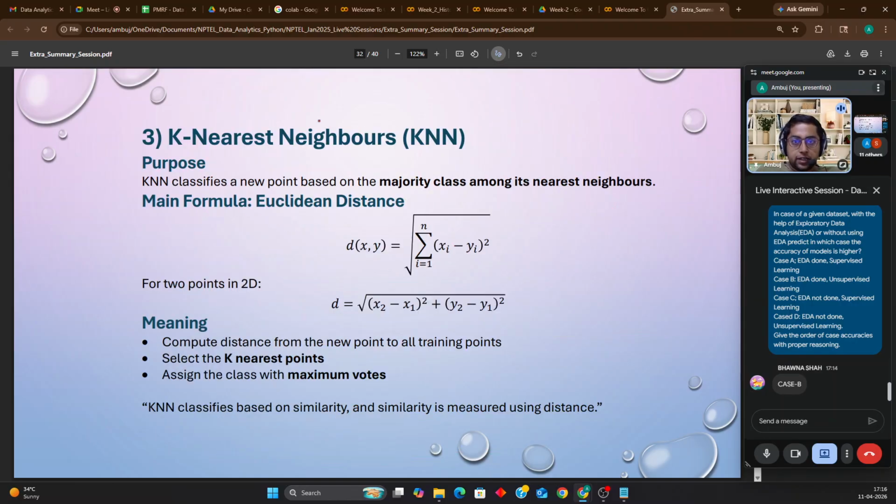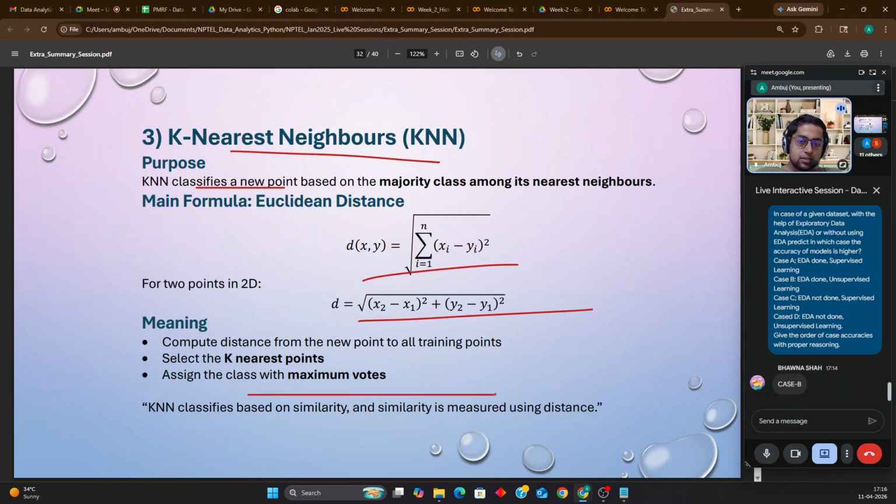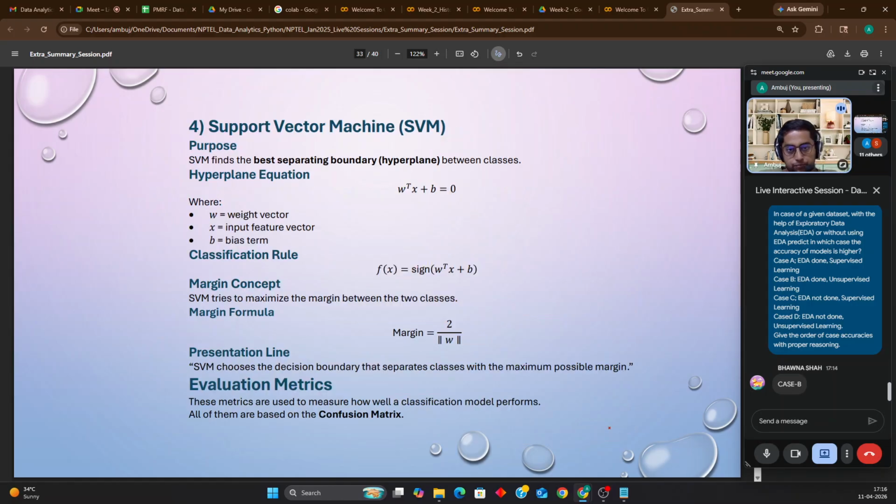In case of the k-nearest neighbor algorithm, KNN will classify a new point based on the majority class among its nearest neighbors. The main formula is the Euclidean distance, or the distance between two points. Compute the distance from the new point to all the training points, select the nearest neighbors, and assign the class with the maximum number of votes. KNN classifies the data based on similarity, and similarity is measured using distance.